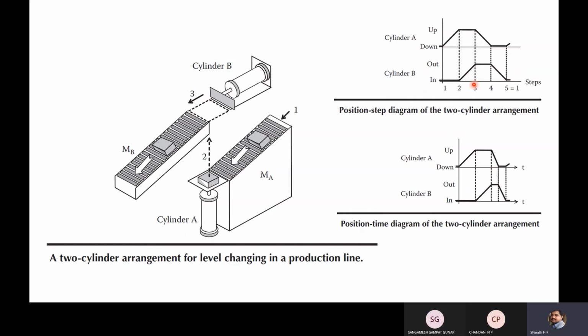But you can see while retracting, the time taken is less. That's why the time on the x-axis will be less compared to this. Here we were considering only steps, but here we are considering time. Since the time of retraction is less, this length is less. Again, the time of retraction of cylinder B will be quicker compared to extension stroke. That's why it is less. So this is the position step and position time diagram.